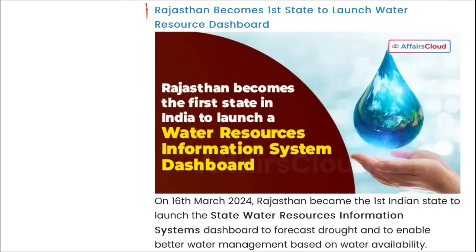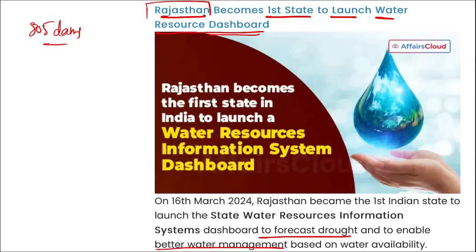Here you can see Rajasthan became the first state to launch a water resource dashboard, to forecast drought and to enable better water management based on water availability. This dashboard is a portal. This portal will offer real-time information about water availability that will benefit farmers in planning their crop cycles and irrigation. It will provide the complete data of 805 dams and daily data of 242 dams. That will be available on this portal.